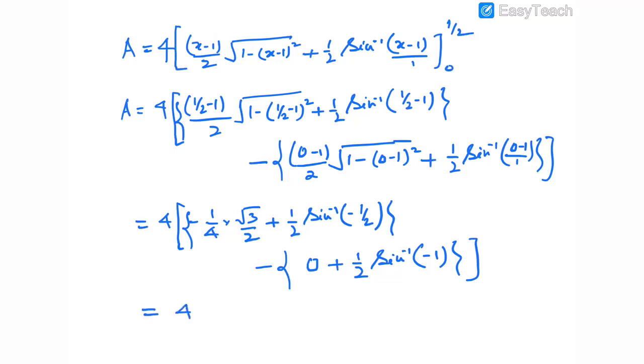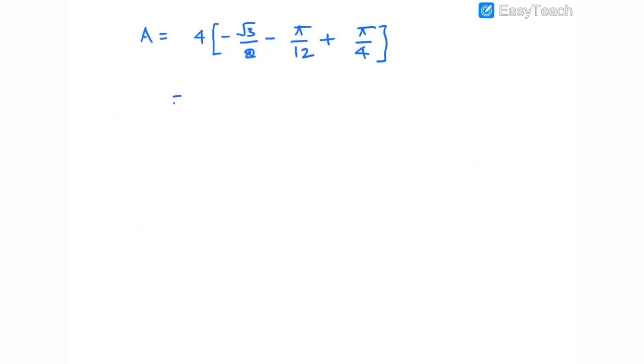So after simplifying this expression, we have 4 times, within brackets, minus root 3 by 8, minus 1 by 2 pi by 6, since sin inverse 1 by 2 is pi by 6, and the minus 1 by 2 sin inverse minus 1 is minus pi by 2, so we get minus minus plus.